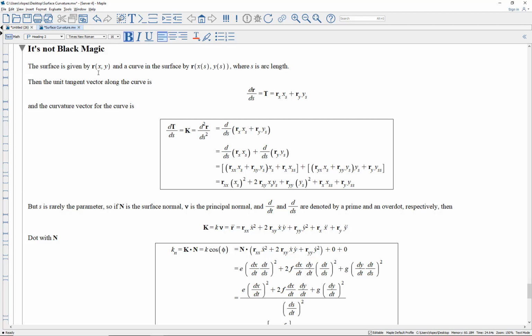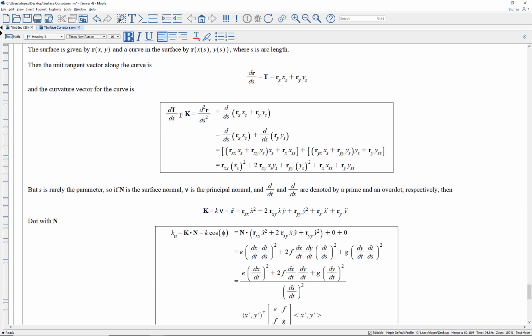Let's say the surface is given by position vector r, which is a function of x and y. The curve in the surface is r of x of s, y of s, where s is the arc length. The unit tangent vector along that curve is dr/ds. Now, how would you get that derivative? Well, you have to use the chain rule: r_x dx/ds plus r_y dy/ds.